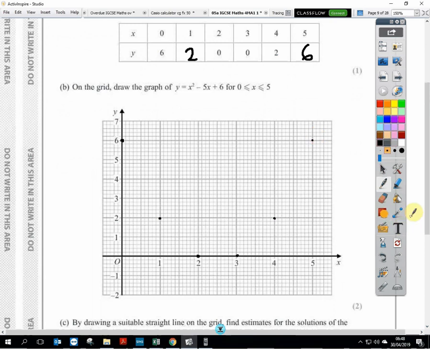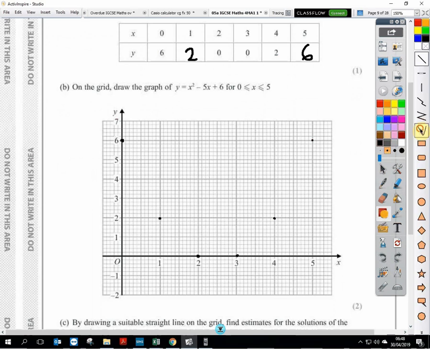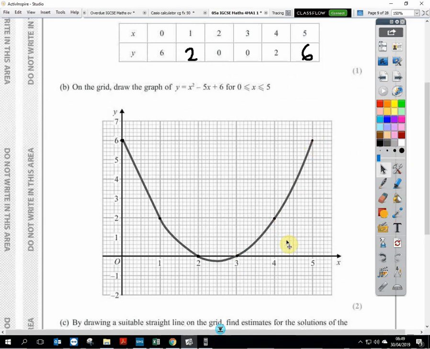Now we're expecting a bowl-shaped graph, and you can see by looking at the points it looks like it's flat in between 2 and 3. But if you draw it so it's flat between 2 and 3, you won't get the marks. It's got to have its characteristic bowl shape. Okay, so like this. It must not be flat between 2 and 3.